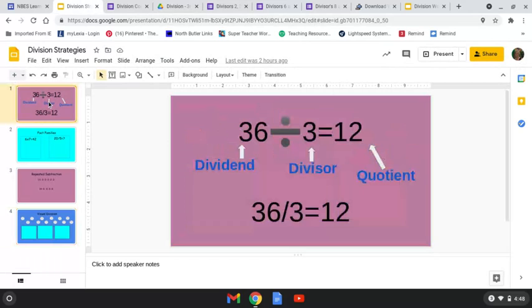Just to review, with a division problem, you've got the dividend, which is that big number that you're splitting up, and there's your actual division sign, which we can't type in on our keyboard. We usually use this slash instead, which will work and means the same thing. Your divisor is how many groups you're splitting the big number, the dividend, up into, and your quotient is how many you end up in each of those groups. So if you take 36 and divide it into 3 groups, you have 12 in each group.